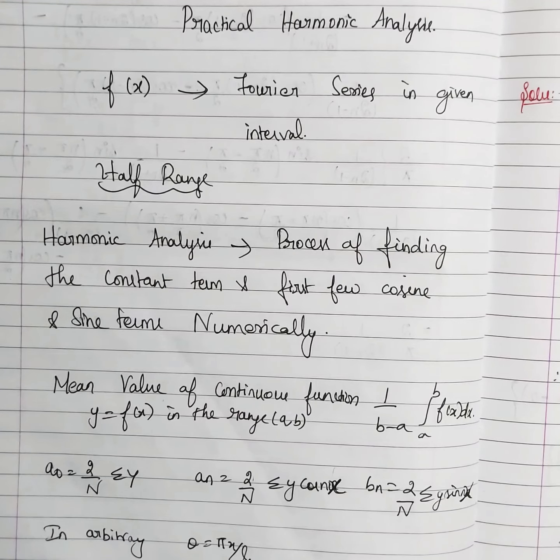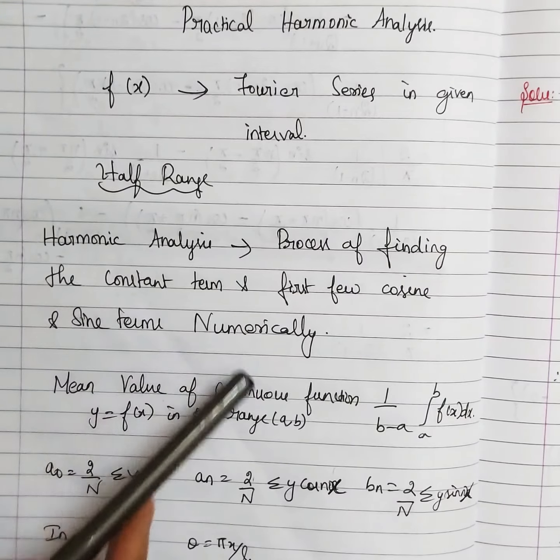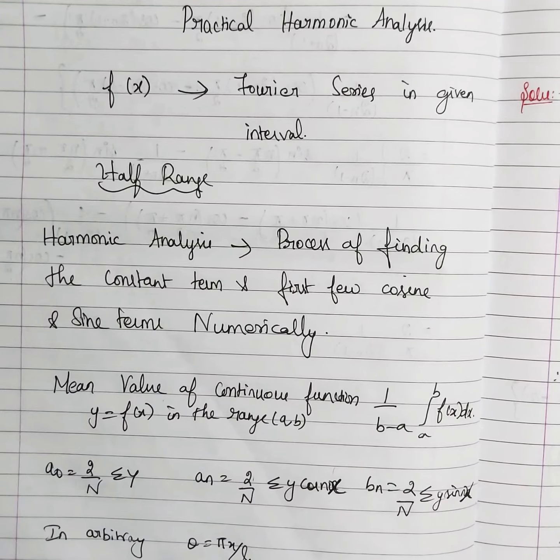So what we are going to do is a numerical representation. That is, this harmonic analysis is nothing but the process of finding the constant term and first few cosine and sine terms numerically. So here we are going to write the integration for discrete version. Already, what do you mean by integration? Integration is nothing but summation. So when we convert it to discrete form, the integral symbol will change into a summation symbol.